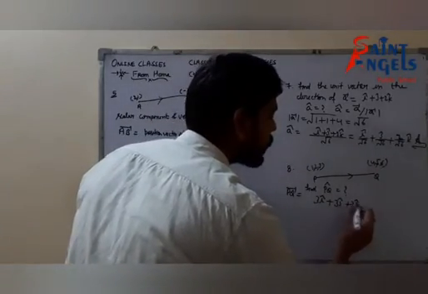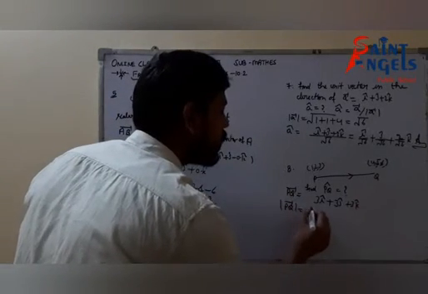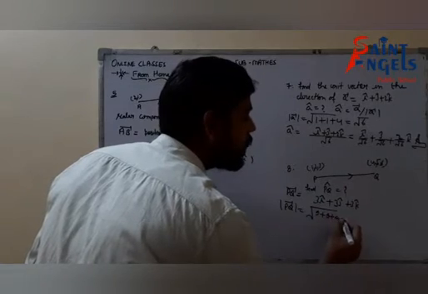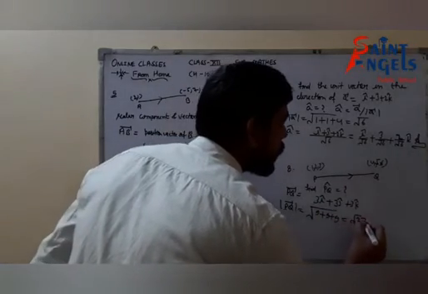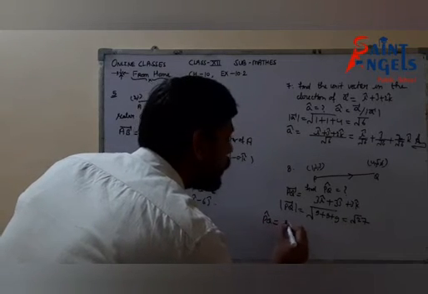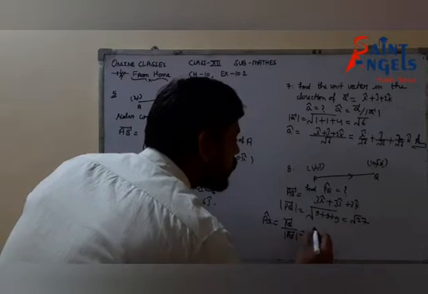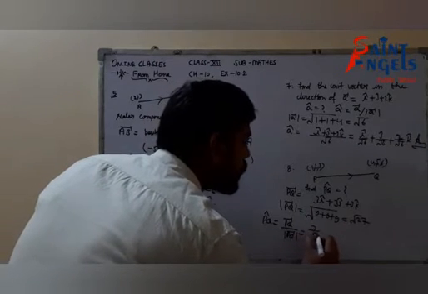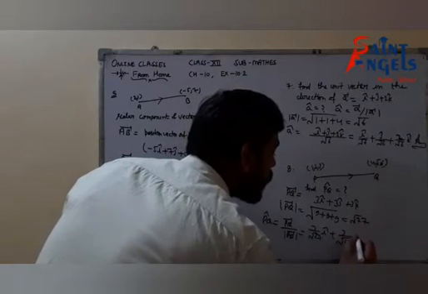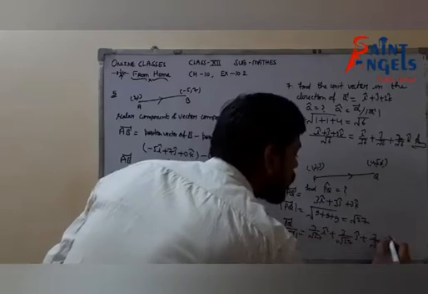This is the PQ vector. So for the unit vector we need to find the magnitude of this vector. It means under root of 3 square, 9 plus 9 plus 9, under root 27. So the unit vector of PQ would be PQ vector upon modulus of PQ. It means 3 upon under root 27 i cap plus 3 upon under root 27 j cap plus 3 upon under root 27 k cap.